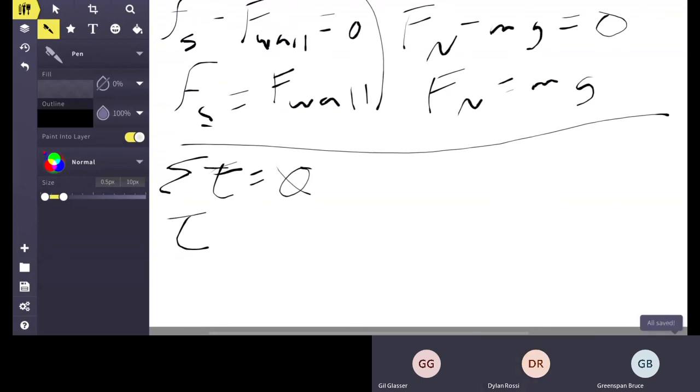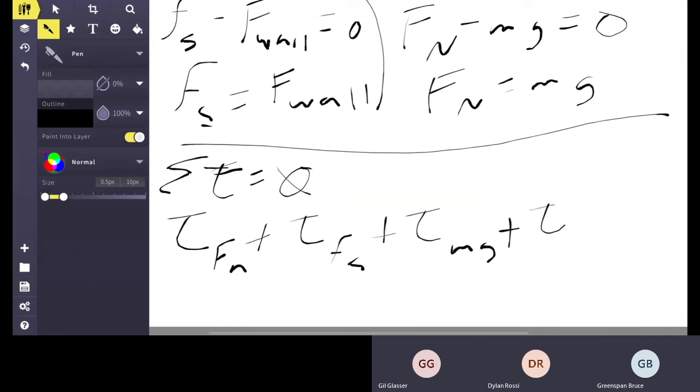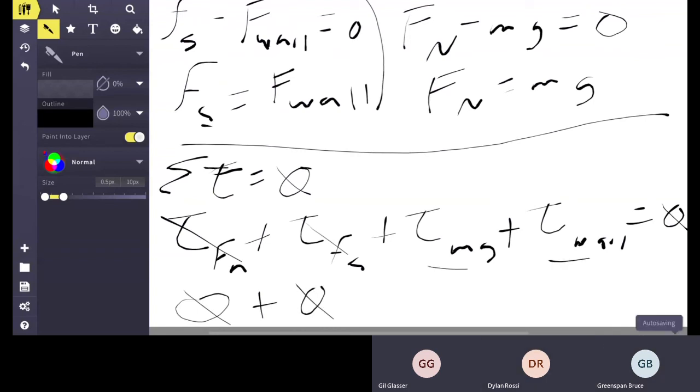I'm going to write all the torques out. So you have the torque from the normal force. You have the torque from friction. I'm going to make them 0 later. The torque from mg and the torque from the wall. But because of the way we chose it, these two are 0. Right. Now these two, you have to decide first, are they positive or negative?